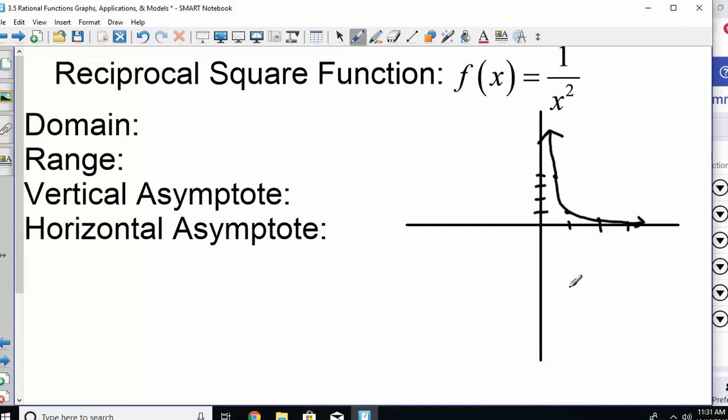All right, then if I plug in some negatives, if you put in a -1, -1 squared is 1, so I get out +1. If I put in -2, I get a +1/4. -1/2 gives me +4. So my graph looks like this.